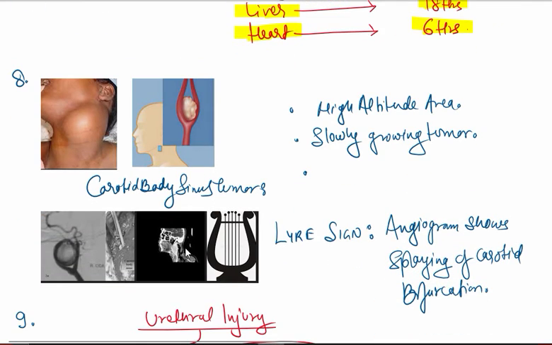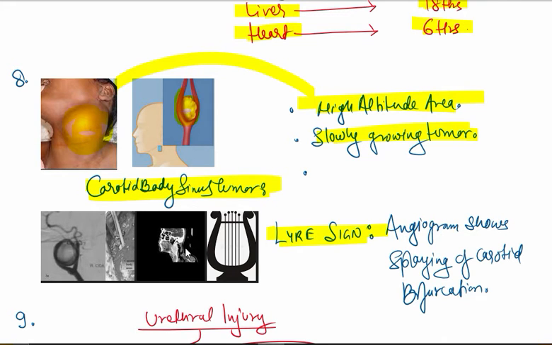So this condition, neck swelling, and here is the pictorial diagram. This is a patient living in a high altitude area, and this is a very slow growing tumor. This is a carotid body tumor, and here the Lyre sign is seen. Angiogram shows splaying of the carotid bifurcation. So here the space between the two carotid arteries is increased.